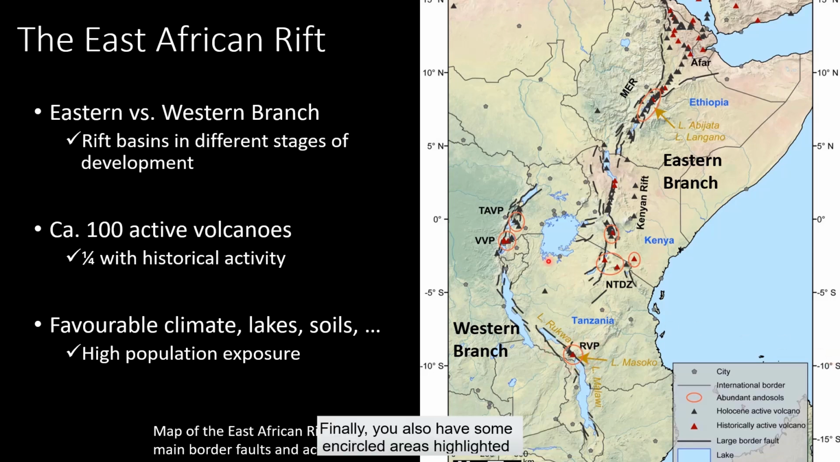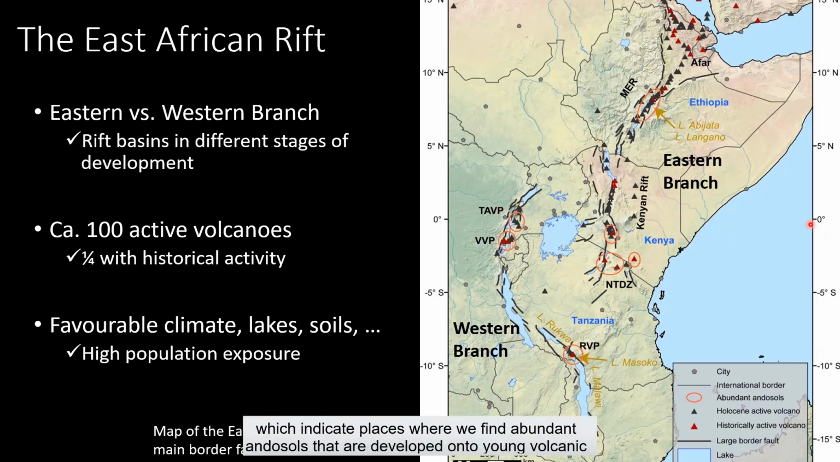Finally, you also have some encircled areas highlighted, which indicate places where we find abundant andosols that are developed on young volcanic deposits and which are, together with a favorable climate and the abundance of lakes, often very good conditions for cash crop farming. They only provide one example of the plenty of resources that are associated with the volcanism in the East African Rift.